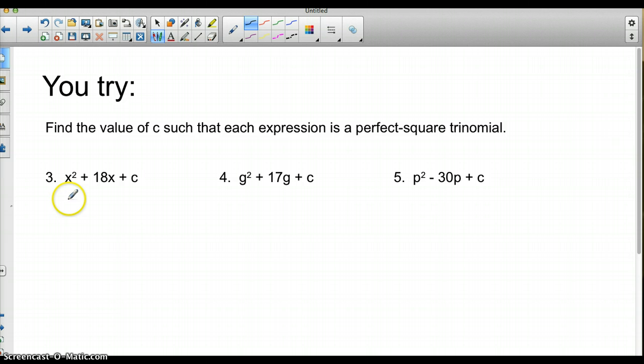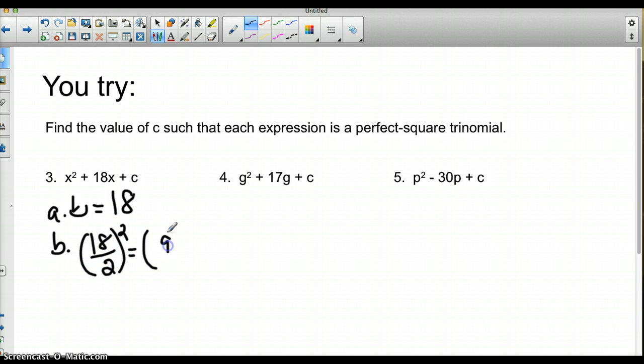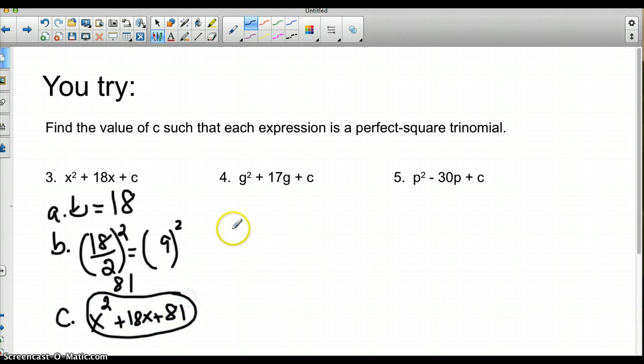Okay, so remember on number 3, we first identify what b is, so b equals 18. That's your first step. Your second step is to do 18 divided by 2, which is 9, then square it. So we have 9 squared, which is 81, and then substitute in for c. So x squared plus 18x plus 81 would be your final answer.